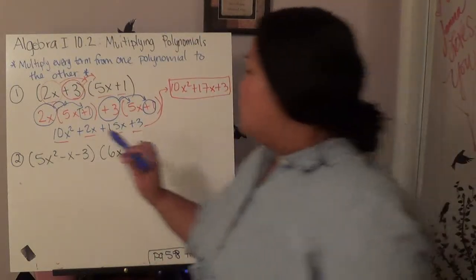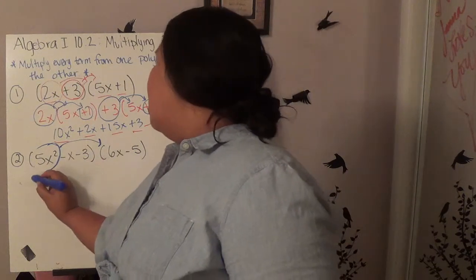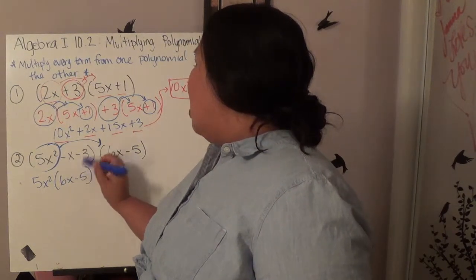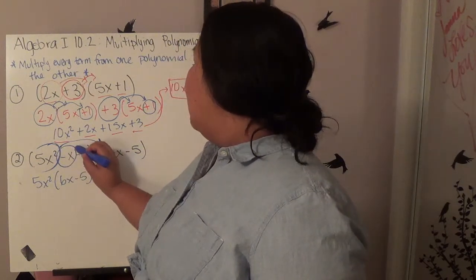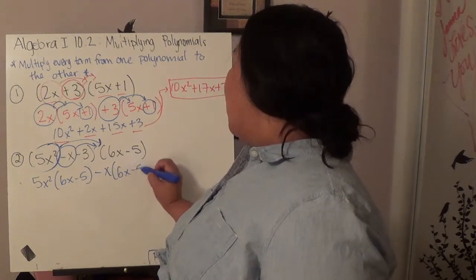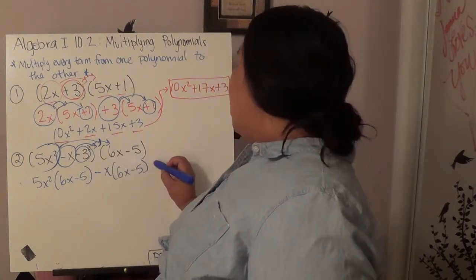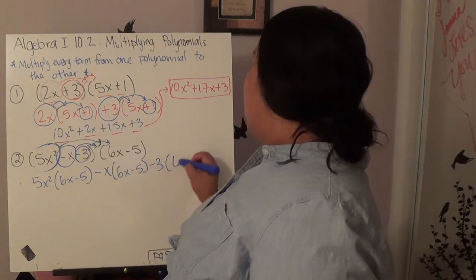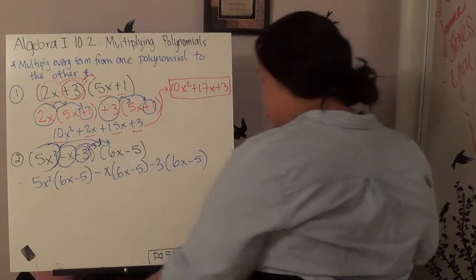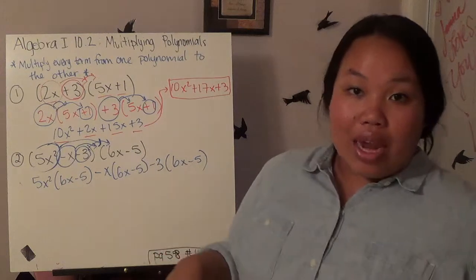So it's the same thing. I'm going to take every term, so this term, and multiply it by this whole thing. So 5x squared multiplied by 6x minus 5. I'm going to take this whole thing, don't forget that negative, multiply the whole thing. So negative x, and then 6x minus 5. And then I'm going to take this whole thing and multiply it by this whole thing. So then I'm going to have minus 3 times 6x minus 5. Okay?